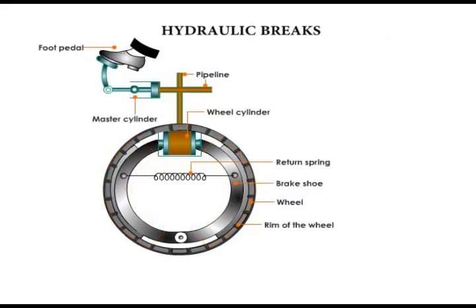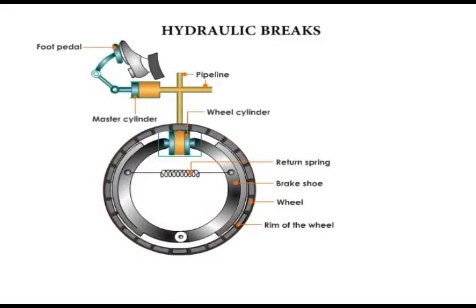Therefore, the pistons get pushed outwards and the brake shoe gets pressed against the rim of the wheel, due to which motion is diminished. On releasing pressure on the pedal, the return spring forces the fluid out of the wheel cylinder back into the master cylinder. So the next time you see a big truck slow down, you will imagine what goes on inside, won't you?